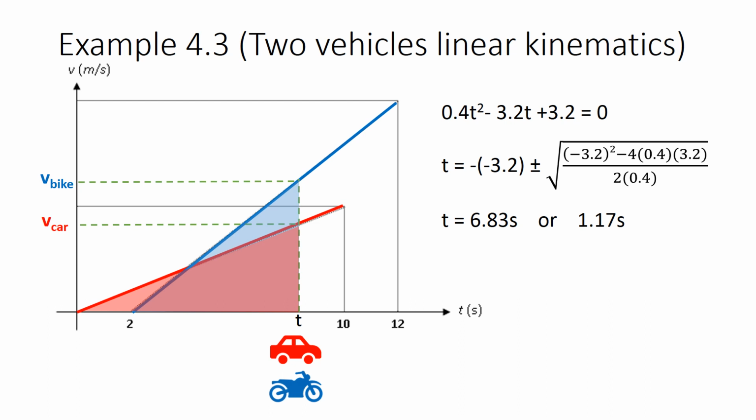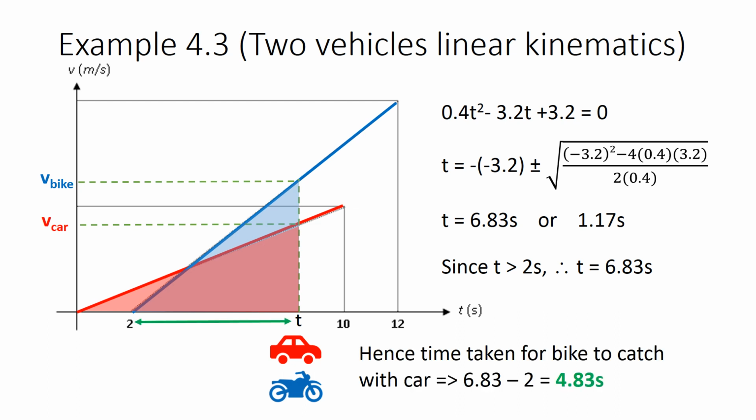So which one should we choose? Well, we know that the bike started 2 seconds after the car took off. So obviously, the time t must be more than 2 seconds. And henceforth, time equals 6.83 seconds. Question B asks us, how much time is required for the bike to catch up? Henceforth, the final answer is, the time taken for the bike to catch up with the car is 6.83 seconds minus 2, which is 4.83 seconds.